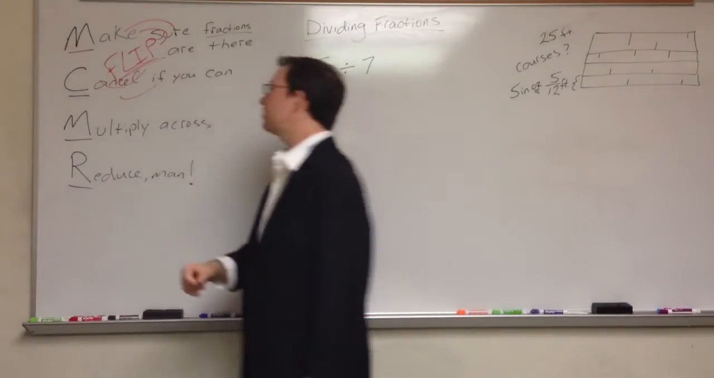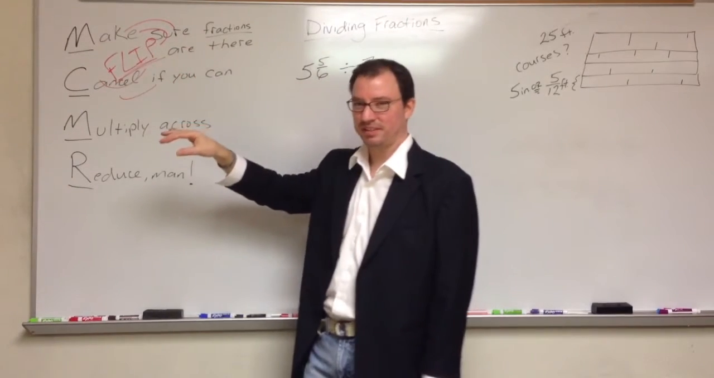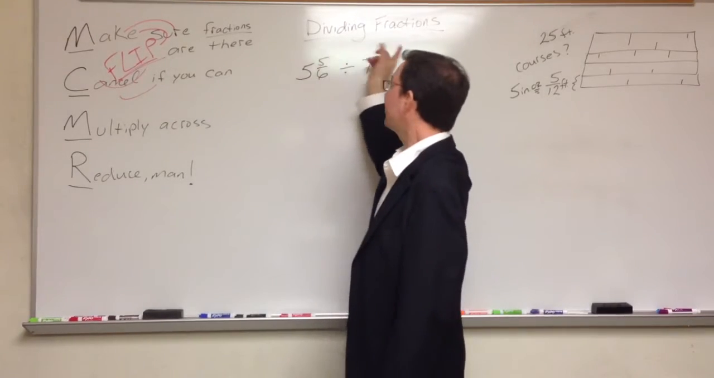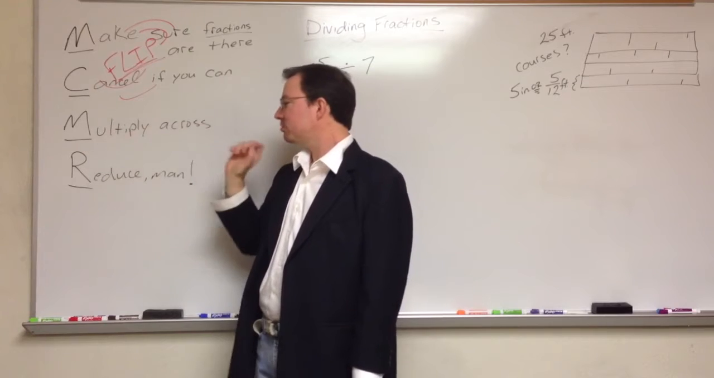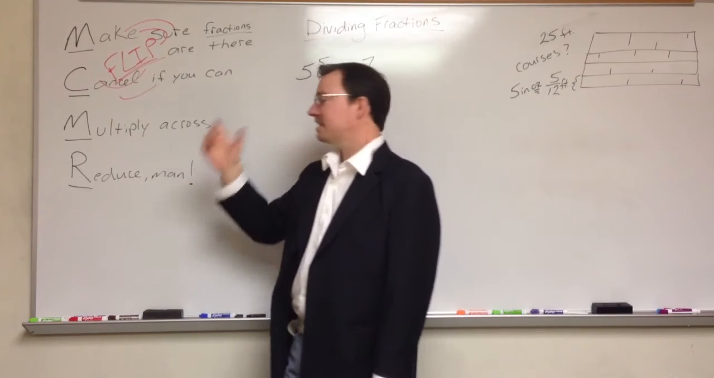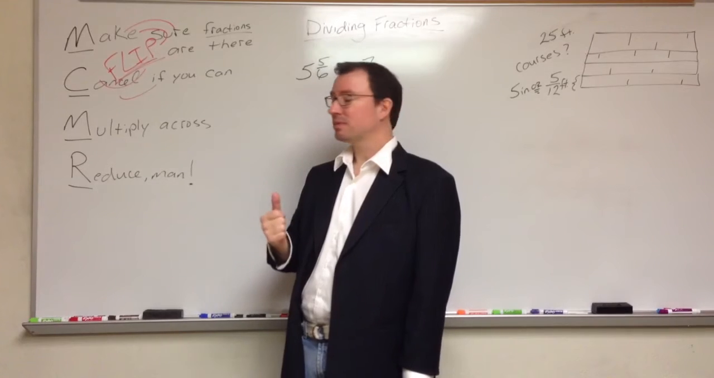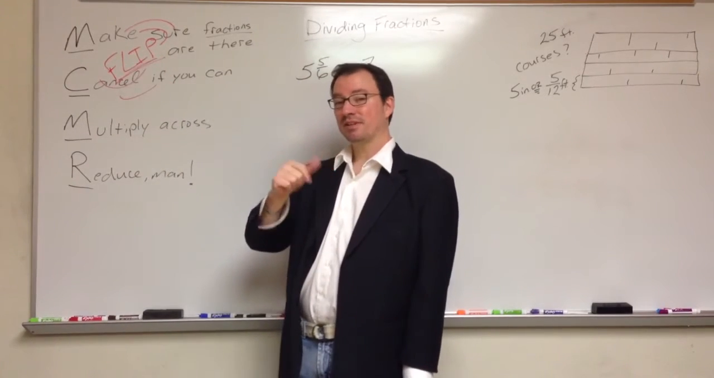If you notice, over here, we have some stuff there we'll get to in a second, but it's a lot like the multiplying of fractions. Even though we're dividing fractions, it's a lot the same. Make sure you have fractions, cancel if you can, multiply, cross, and reduce, man. Same 4 steps that we reviewed last time in multiplying, but there's this flip here. That's the second step for dividing fractions.